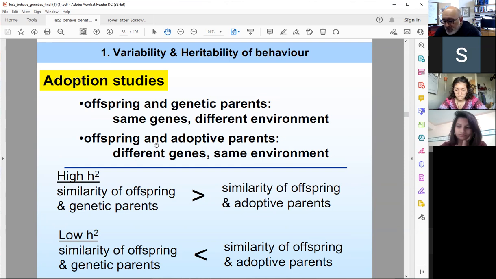Now, if the heritability is low, that is, if there is very little genetic influence on these complex behaviors, including intelligence, then we would expect that offspring should be more similar to their adoptive parents than to their genetic parents, right? Because that implies that the environment is more important.